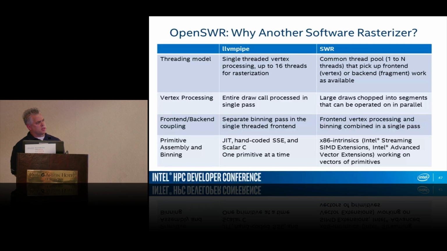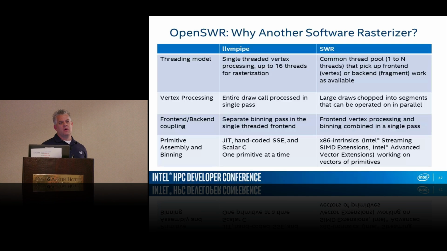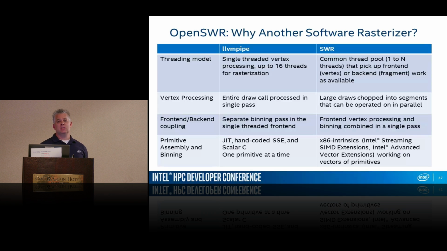So one of the main questions, I guess, is why another software rasterizer? In the visualization community, the de facto software rasterizer is the LLVMpipe that's built into Mesa. But there are some unique differences between LLVMpipe and SWR that make SWR very well suited for scientific visualization. The first of which is our threading model. LLVMpipe uses a single-threaded vertex processing model, and it should be easily configurable, but right now the back-end rasterization is limited to 16 threads.